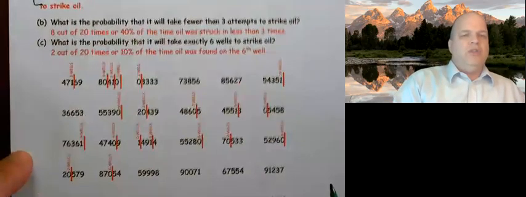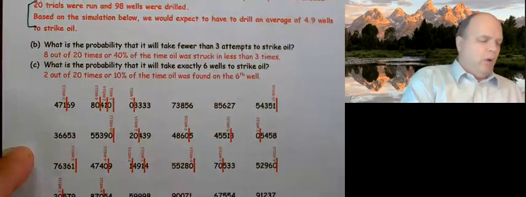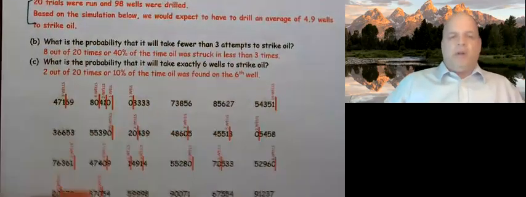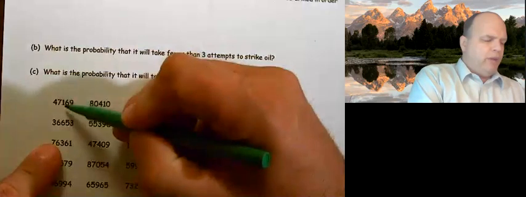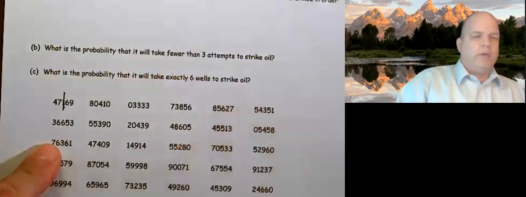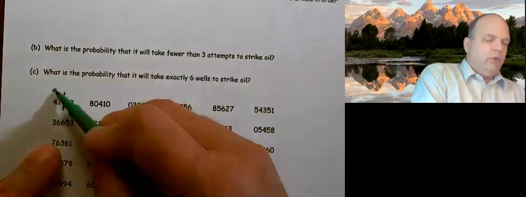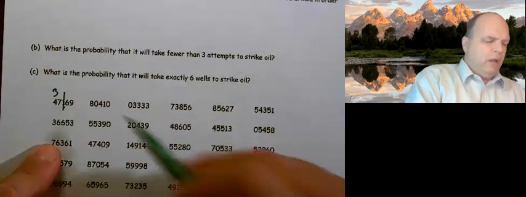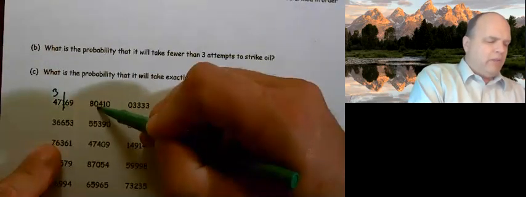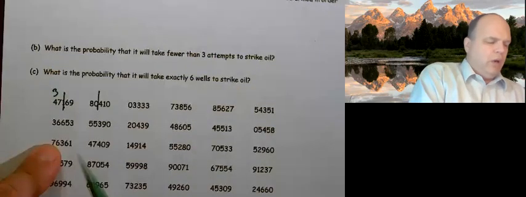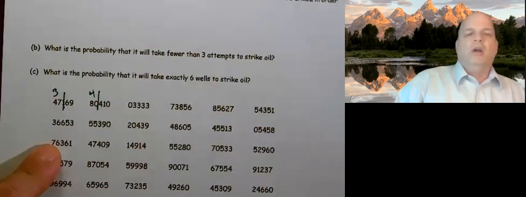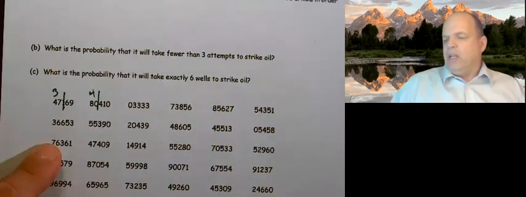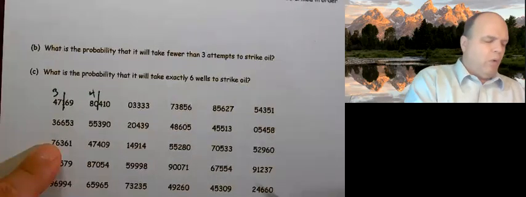So when I run the simulation, I'm looking for numbers that are 0 and 1. I'm going to start with a blank sheet of paper here, and I'll come back to that. 471, oh, there's my first oil strike right there. How many wells? 3. Then I go along and I don't get my next oil strike until I get that 0. Now I have 1, 2, 3, 4. So basically, I'm looking for numbers that are either a 0 or a 1.